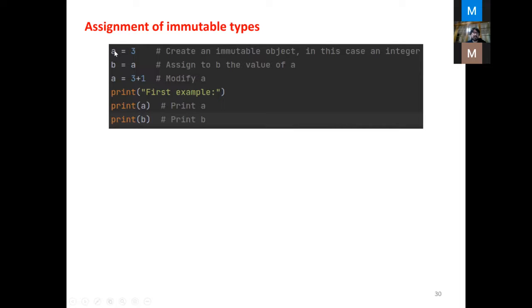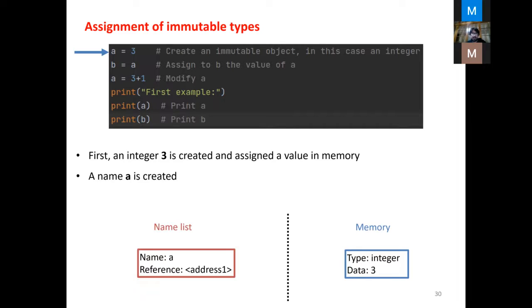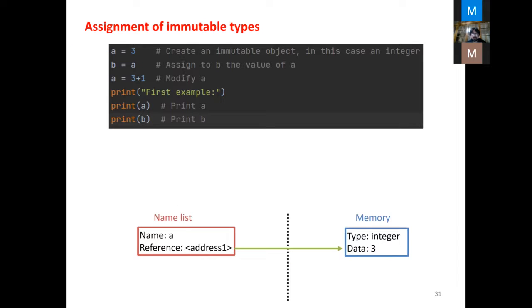Let's go step by step through what's happening in our first example, okay? In our first line, we first create an integer. What the computer is doing is creating an integer 3 and assigning a value in memory. Then it creates a name that we are defining, which is a, and it assigns a reference in memory location of 3 to a. Okay, so far so good, kind of simple.